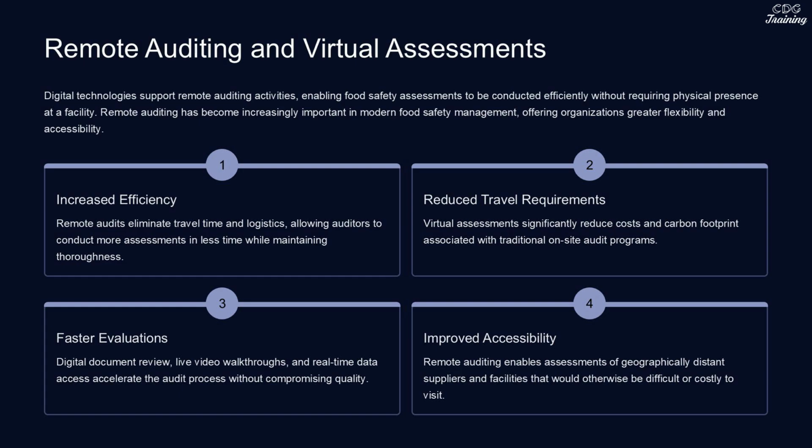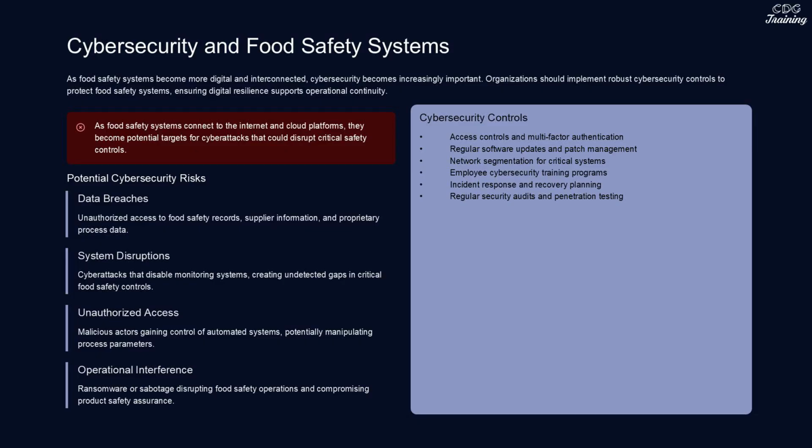As food safety systems become more digital and interconnected, cybersecurity becomes increasingly important. Organizations should implement robust cybersecurity controls to protect their systems, ensuring digital resilience supports operational continuity. Potential cybersecurity risks include data breaches, unauthorized access to food safety systems, and operational interference.